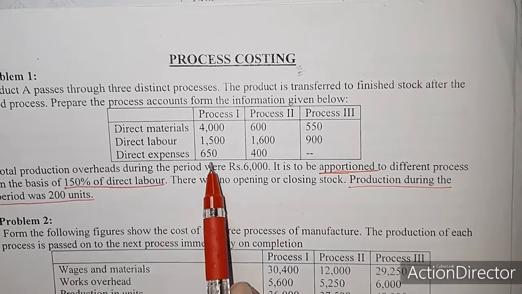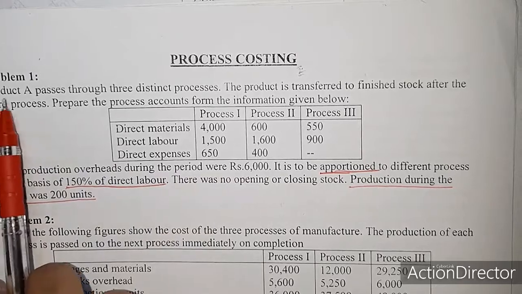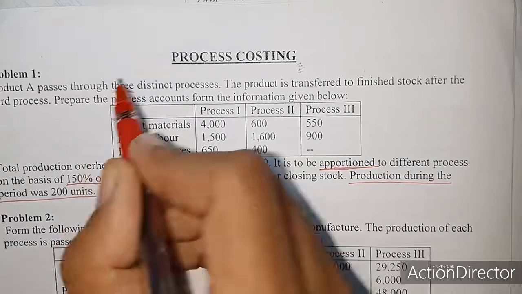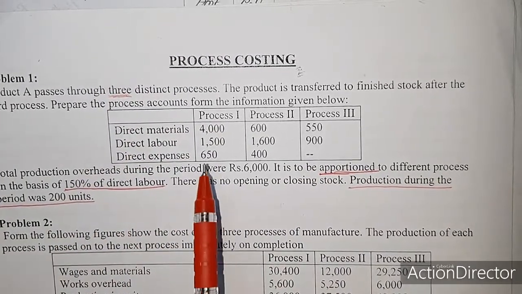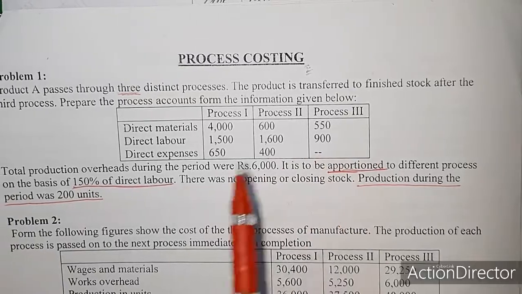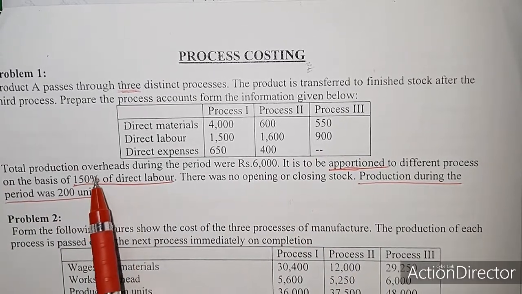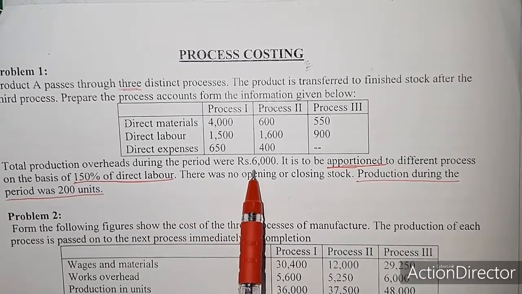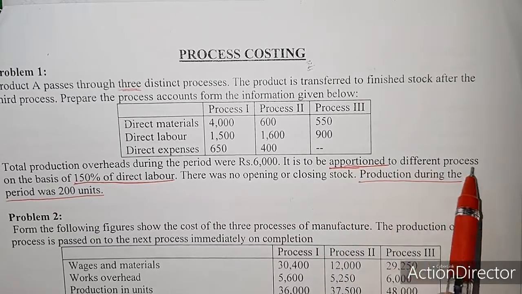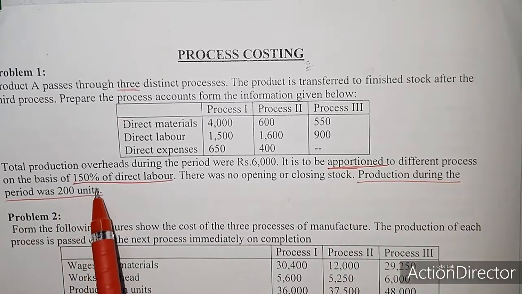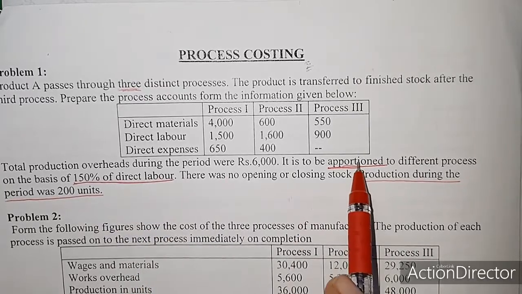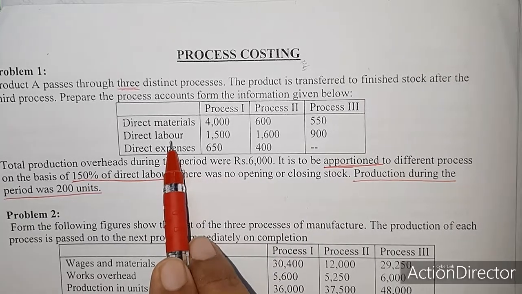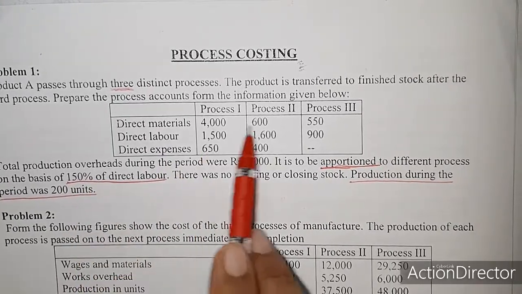Here they are given that product A passes through three distinct processes. So this denotes that you have to prepare process 1, process 2 and process 3. Total production overheads denotes the indirect expenses during the period, which were rupees 6,000. It is to be apportioned to the different processes on the basis of 150% of direct labor. Apportion means you have to divide this 6,000 based on direct labor with 150% of these expenses.